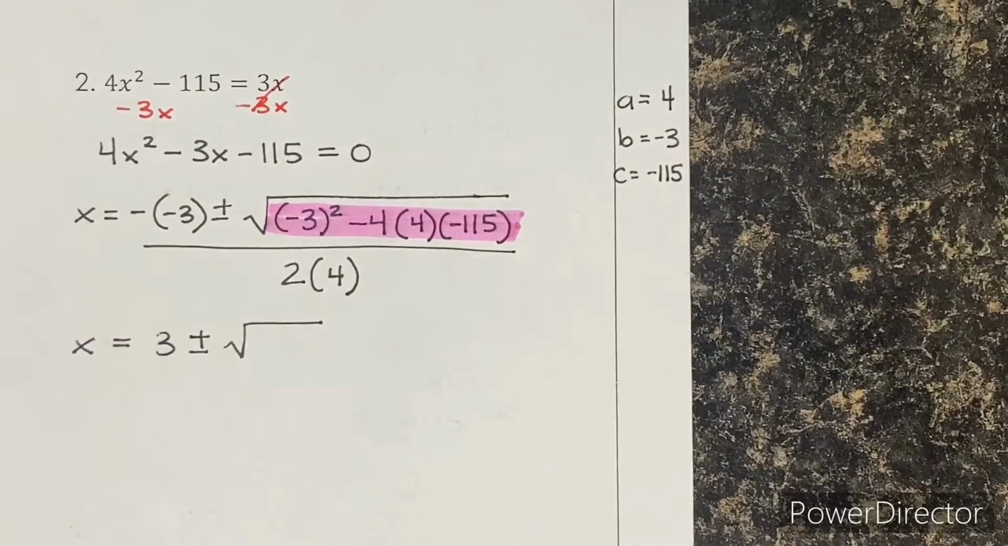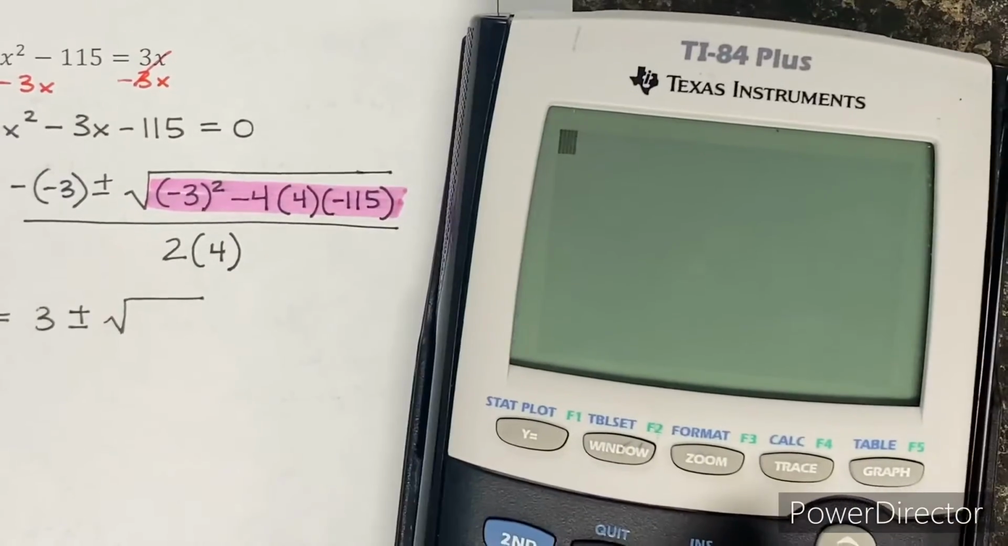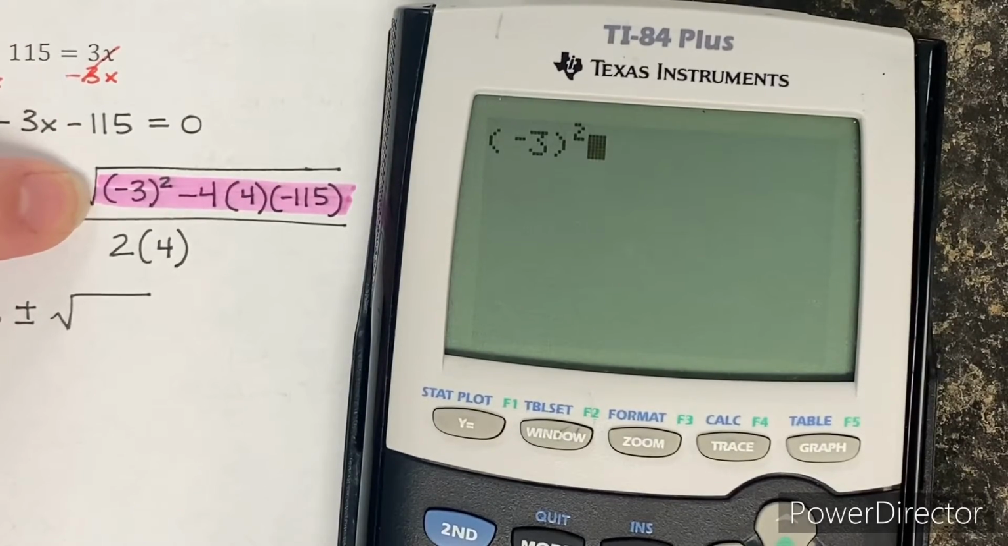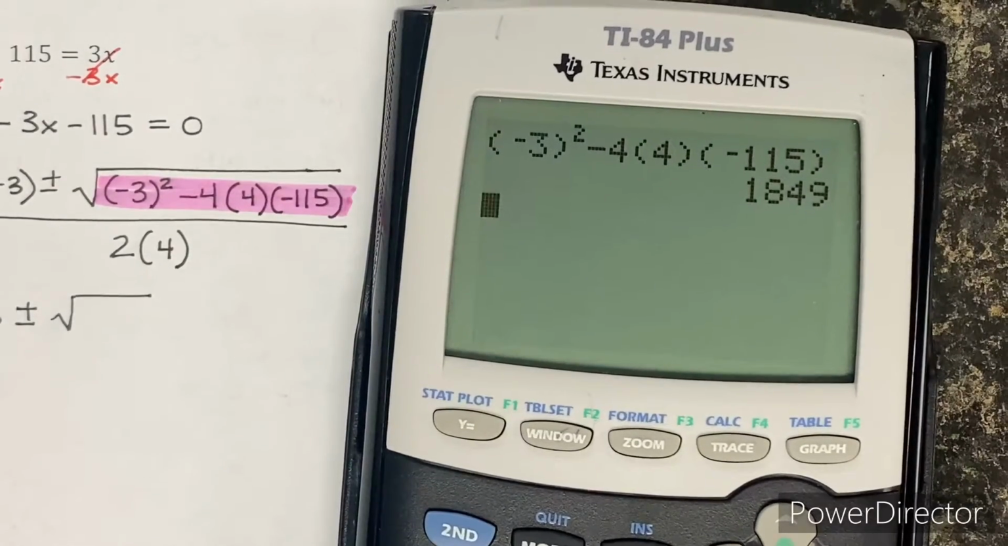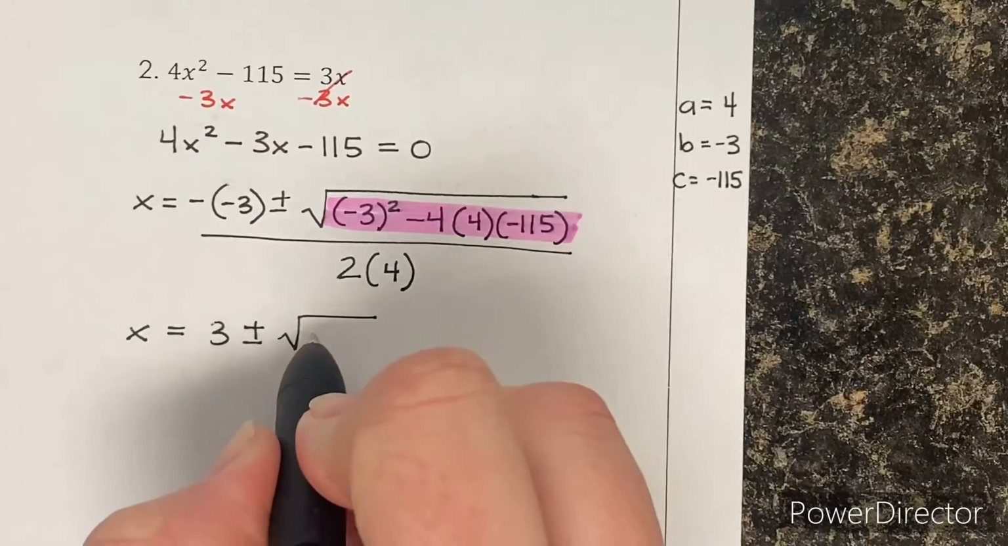So I'm going to grab my calculator because these are big numbers. I don't want to do that in my head. So I'm going to grab my calculator, and I'm just going to type in all that stuff. I just highlighted it in pink. So negative 3 squared minus 4 times 4 times negative 115. Make sure that it matches exactly. If it doesn't, it's going to mess it up. And this is what I get, 1849. That's right. Remember, these numbers can get big, and that's okay. So I've got 1849 underneath that square root.